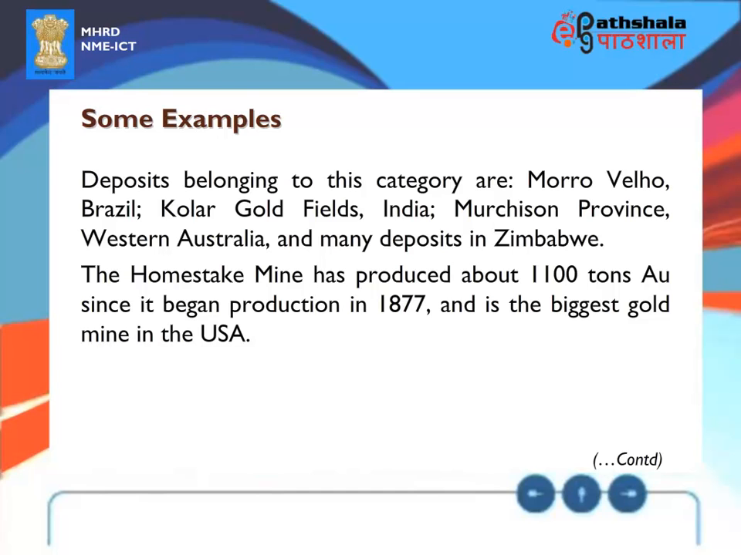Deposits belonging to this category are Morro Velho, Brazil, Kolar Goldfields, India, Murchison Province, Western Australia, and many deposits in Zimbabwe. The Homestake mine has produced about 1,100 tons of gold since it began production in 1877 and is the biggest gold mine in the USA.